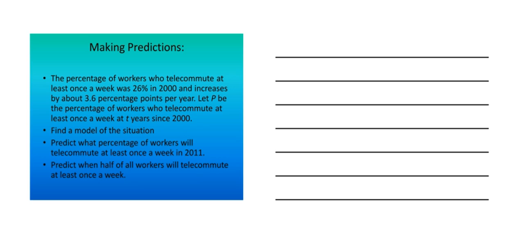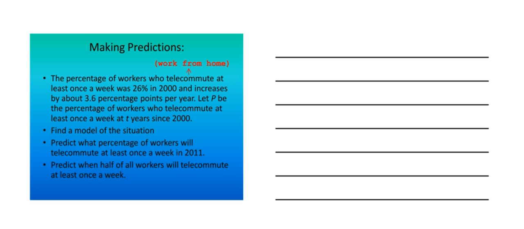I highly recommend you read word problems at least twice. So let's try it again. The percentage of workers who telecommute, also known as work from home, at least once a week was 26%, so 26% in 2000. And it increases, what is it doing? It's increasing by about 3.6 percentage points per year. So 3.6 percentage points is the increase per year.